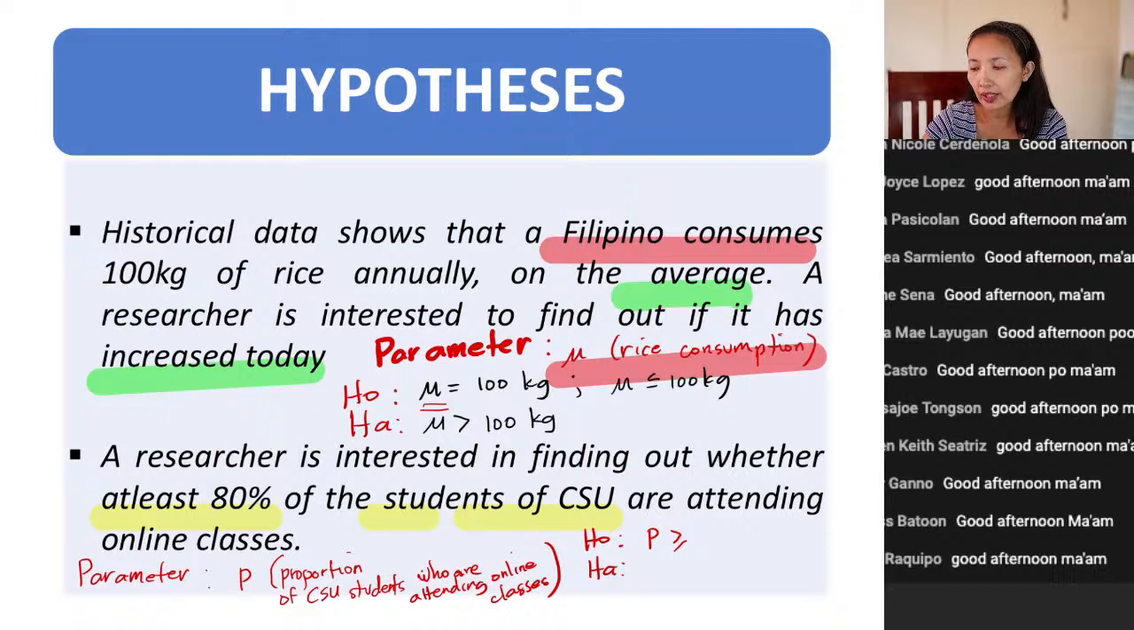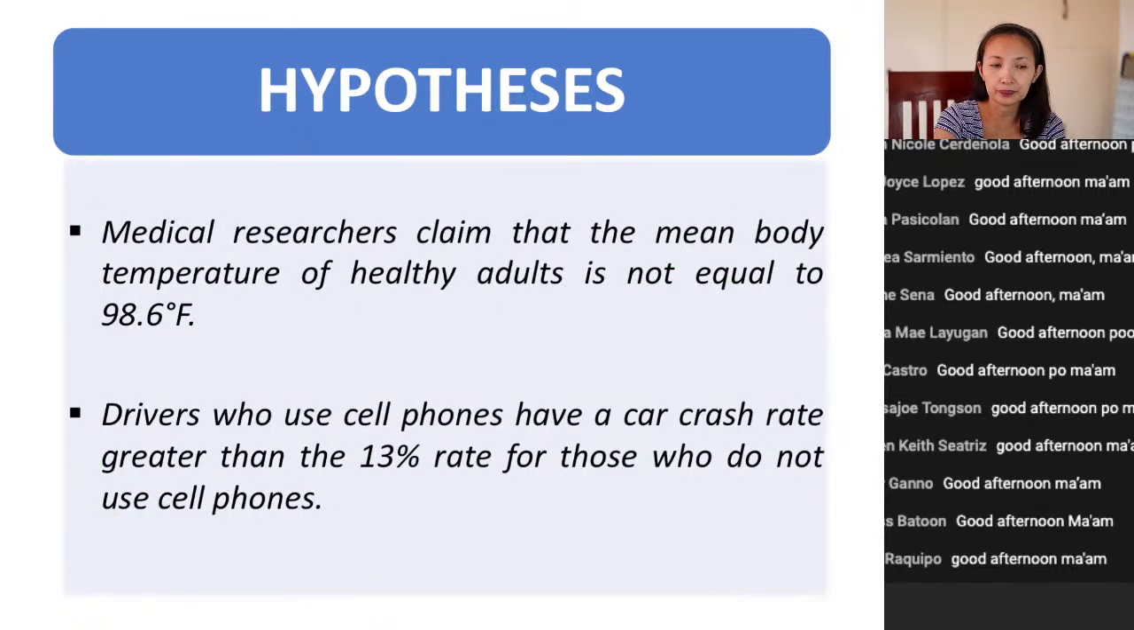Okay, convert this into decimal, it's 0.8. So that is our null hypothesis. What then is our alternative hypothesis? Okay, the P is less than 0.8. So those are the set of hypotheses for number 2. We proceed to the next, number 3.